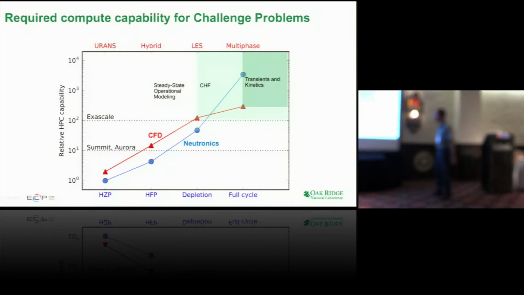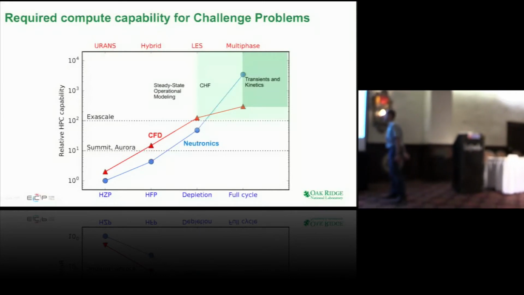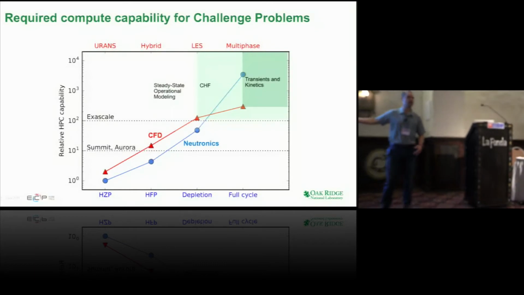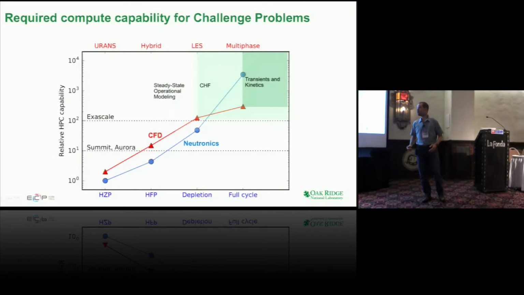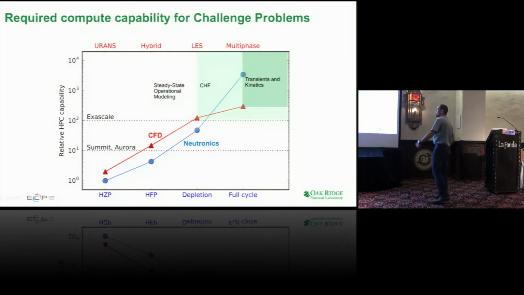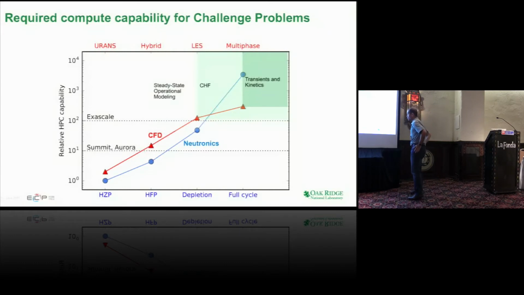Where are we right now? HZP basically means hot zero power. That basically means startup. So the fuel hasn't burnt at all. There's no depleted isotopics or anything in there. We've got a fresh reactor. We've actually shown we can model that to almost full resolution. That's something we can do, and we can do it on existing petascale resources.